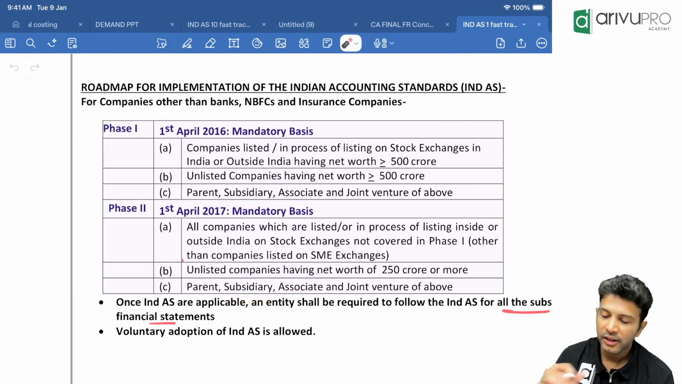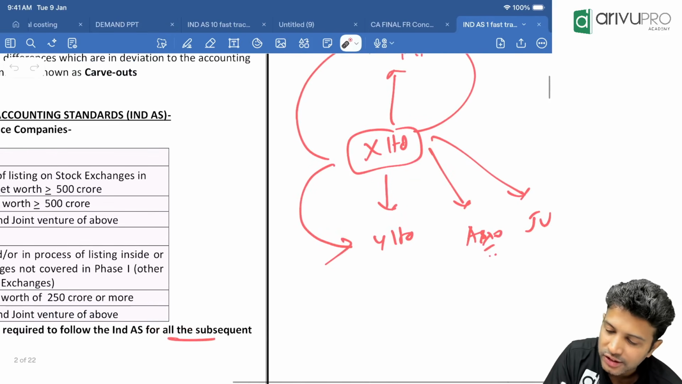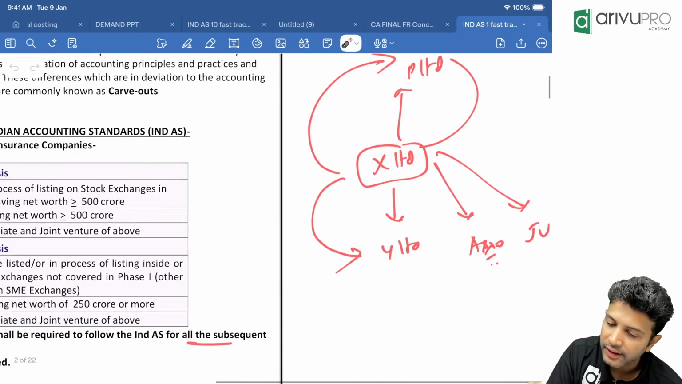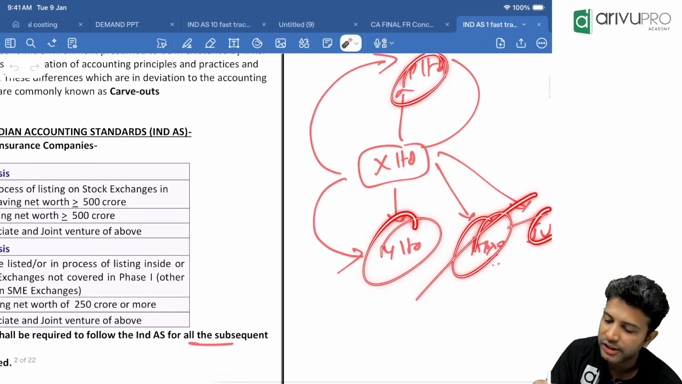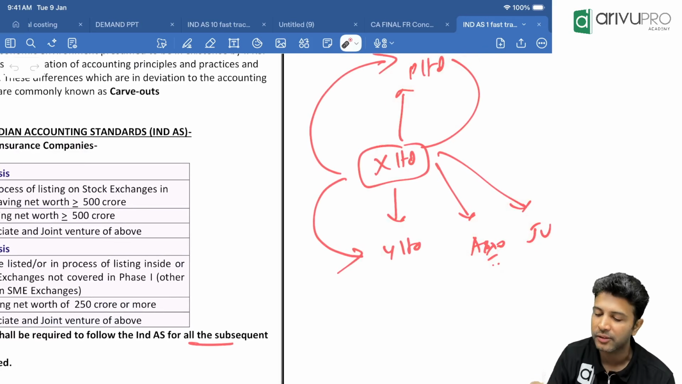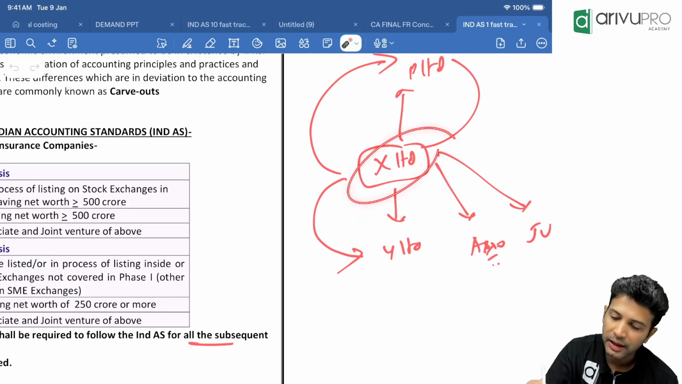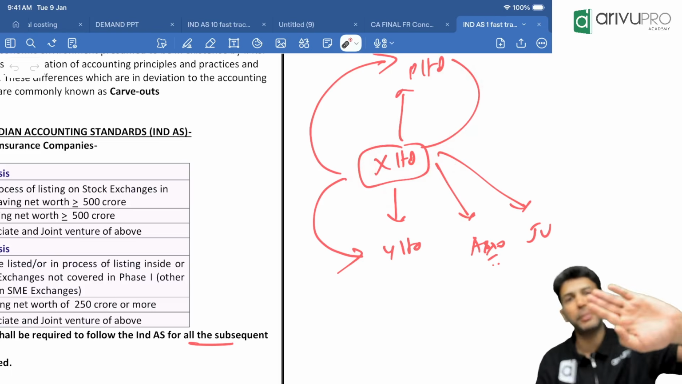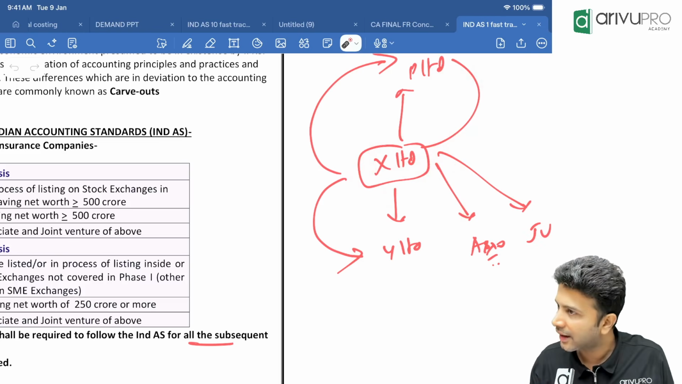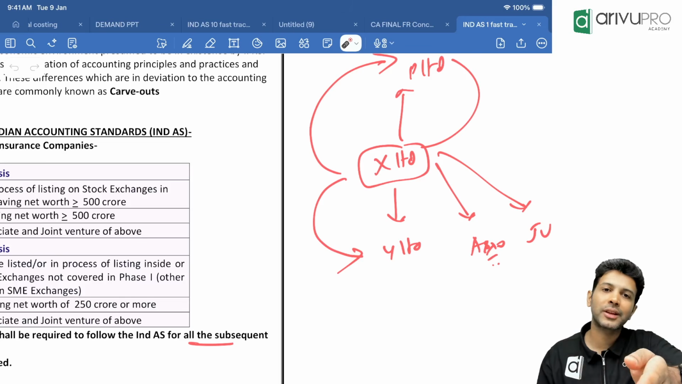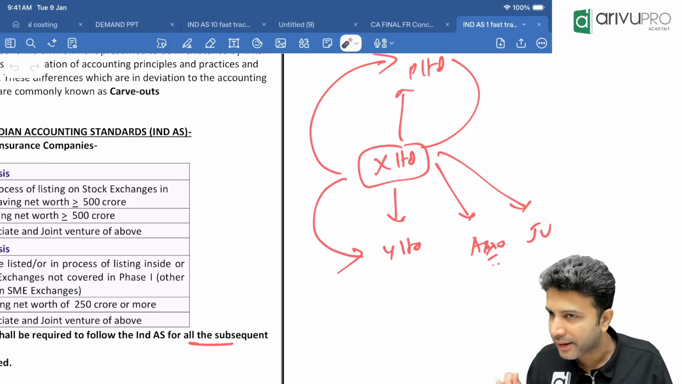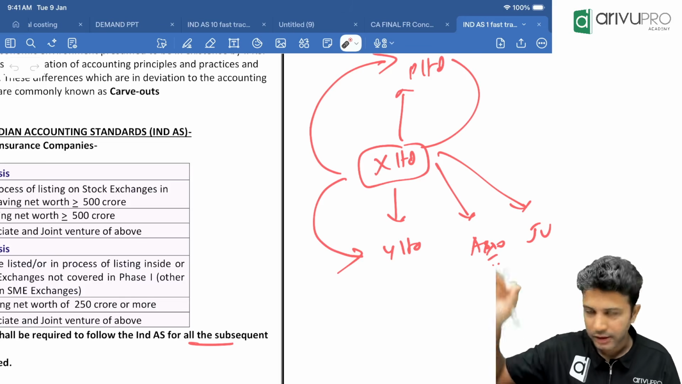Doesn't really matter. See, if X Limited crosses the net worth limit, then for their parent, subsidiary, associate, and joint venture, you won't check net worth. The net worth may be 1 crore, 100 crore, 500 crore, 0, negative, doesn't matter. If one company is applying Ind AS, the other company by default will apply Ind AS whether they satisfy the net worth limit or not. That doesn't really matter. That's a good question. Hope you got it.